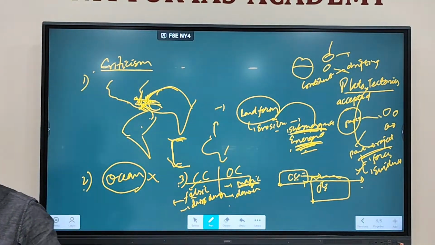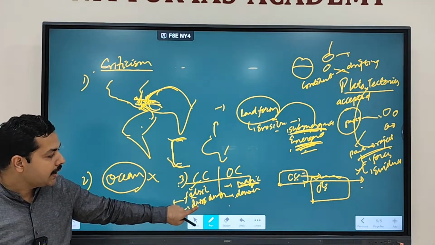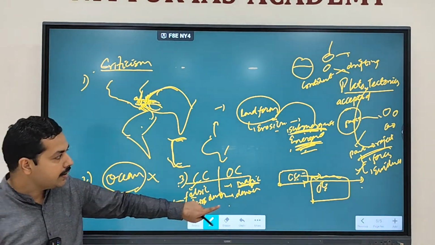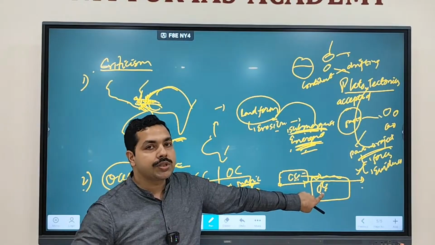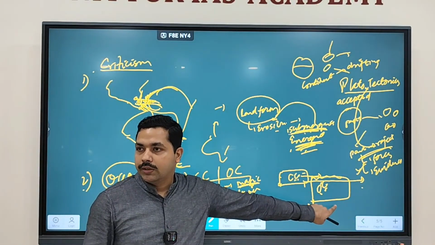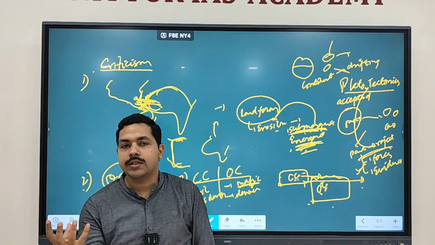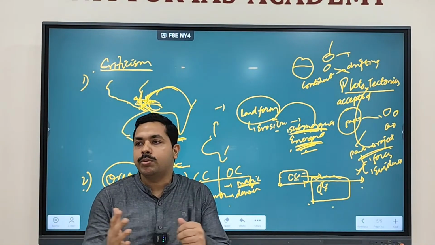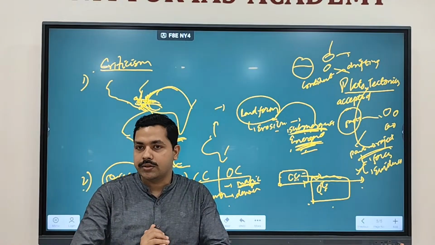So continental crust is which type of crust? Lighter crust, less dense crust. So it can't break the oceanic crust and move away. For moving away they have to break the oceanic crust, and oceanic crust is more dense. Oceanic crust can't be broken down by the continental crust.